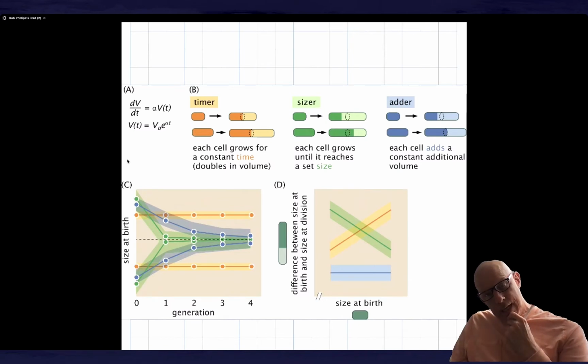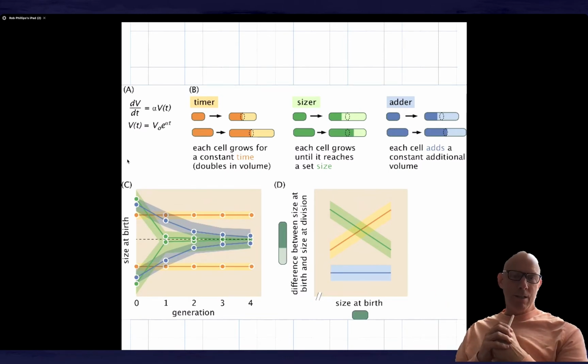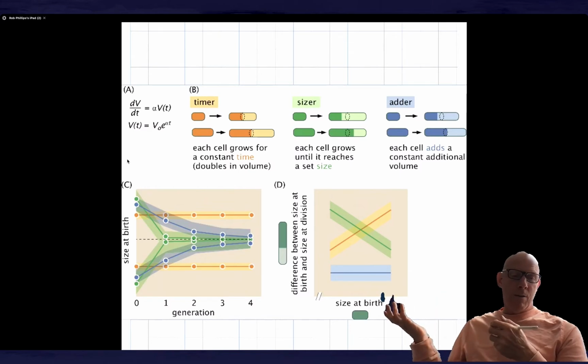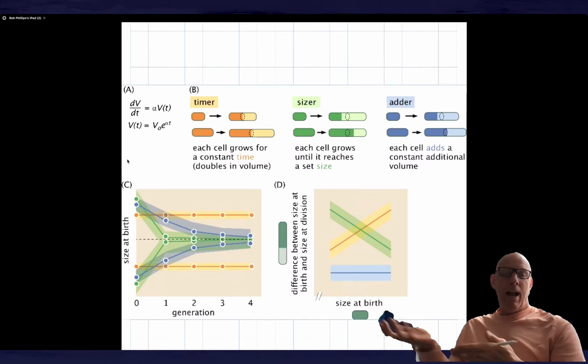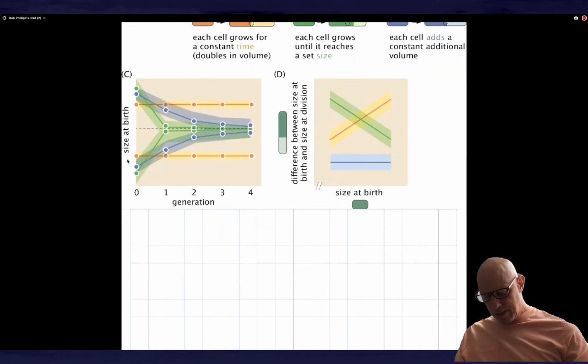And then part D shows you, when I say models have consequences, the consequences of these three different models in terms of the relationship between the delta V, the volume added, and on the x-axis is the size at birth. So as you see, the adder model basically predicts that if you're going to add a constant volume, it doesn't matter what your size was at birth because you're going to add a constant volume, and that's it. So, three very different scenarios.